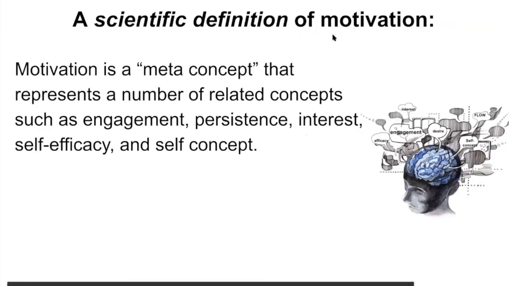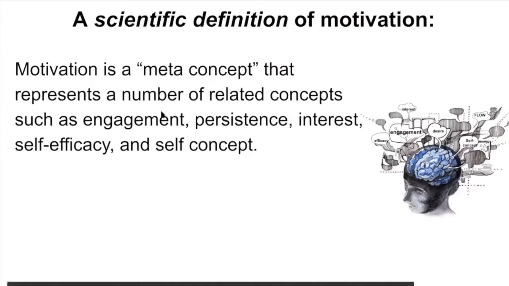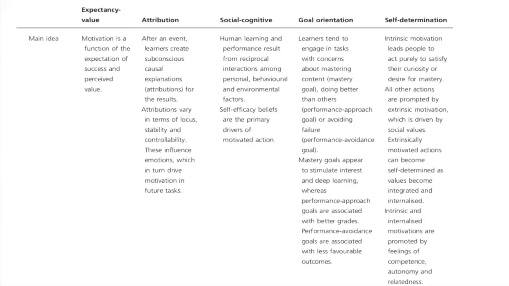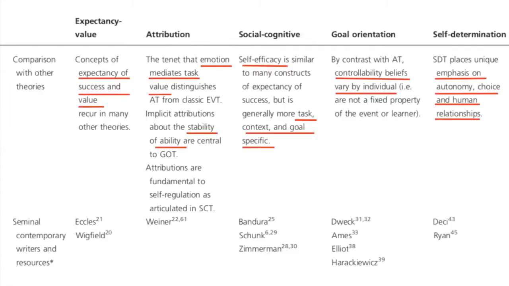Now remember, motivation itself is a meta concept. Many people talk about motivation, but they go about it using different terminology. So everyone seems to agree that it's important, but it's a meta concept because there are so many interrelated concepts. Think about engagement, persistence, interest, self-efficacy, self-concept. All of these combine in this ephemeral way to form what we call motivation. That's why we looked at 5 contemporary theories side by side and tried to look at what are the key elements that they have in common.